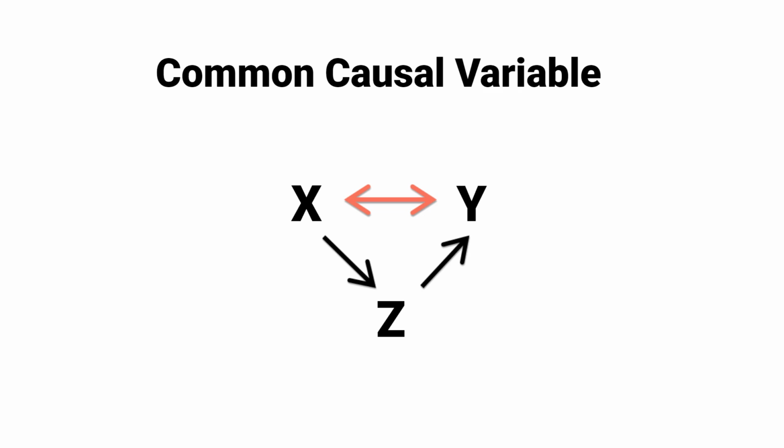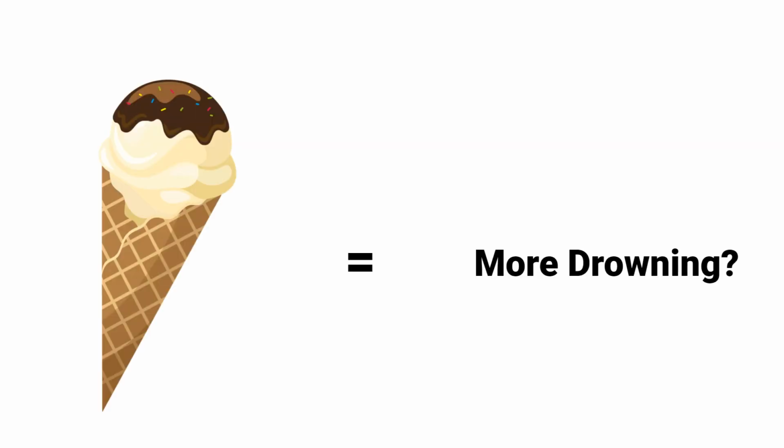A second way to reinterpret a correlation relates to the presence of a common causal variable. This means that x and y are correlated because they have a common cause. For example, there is a strong positive correlation between the amount of ice cream sold and the number of deaths that occur from drownings. But don't start clearing out your freezer just yet.